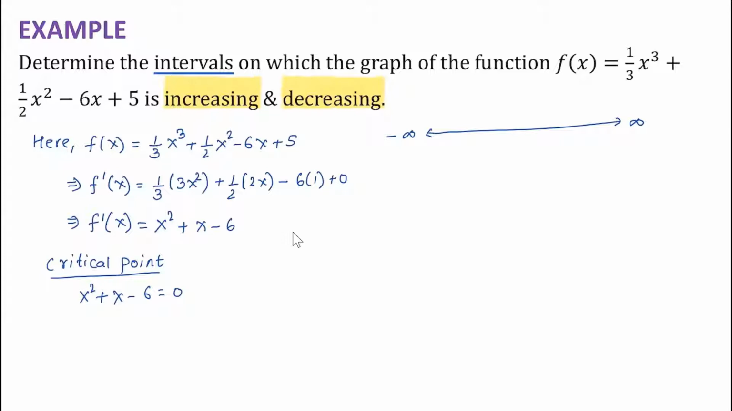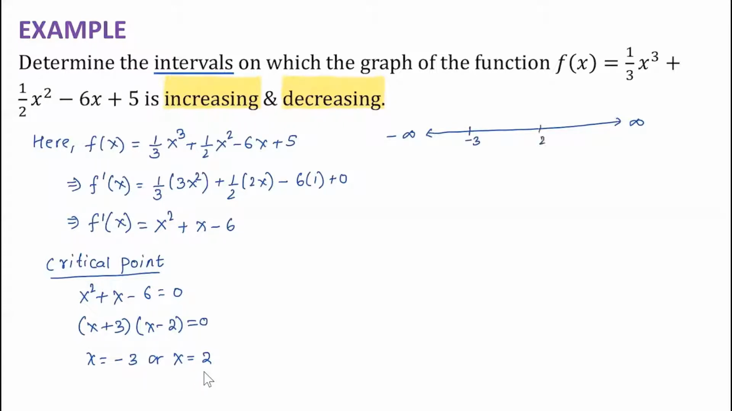Now you can solve this equation by factoring. If you factor, it will be x plus 3 multiplied by x minus 2 equal to 0. So we get x equal to negative 3, because when x plus 3 equals 0, x equals negative 3. Or the second value is x equal to 2, because x minus 2 equal to 0 means x equal to 2.